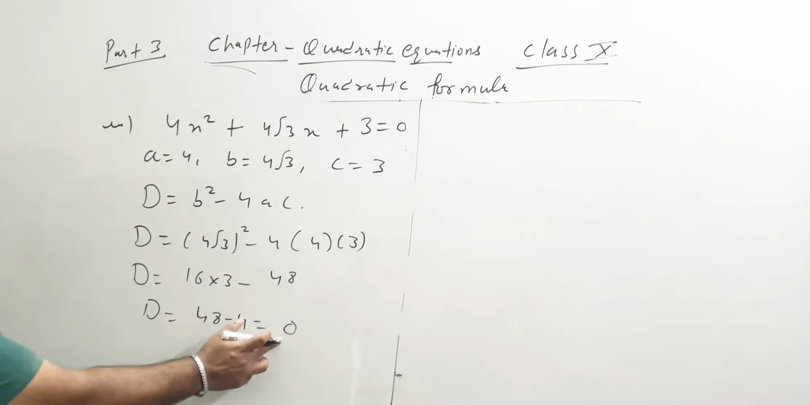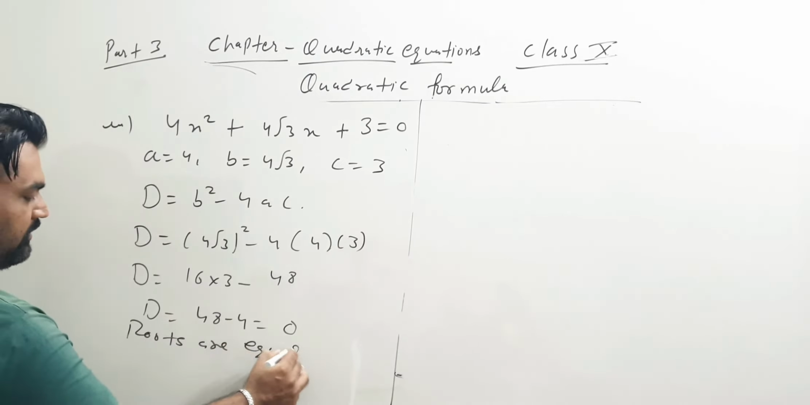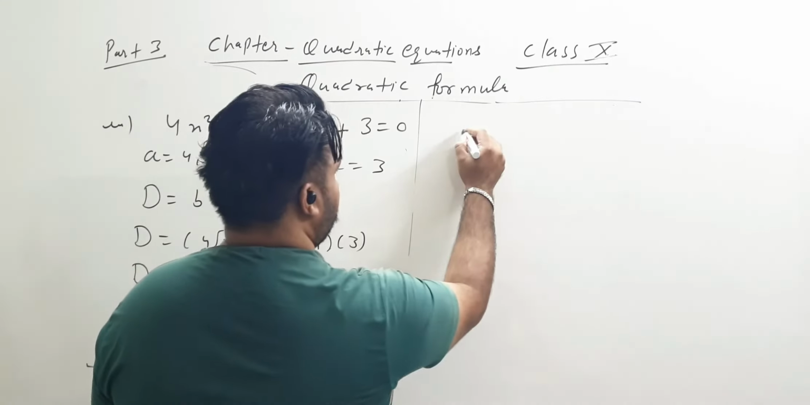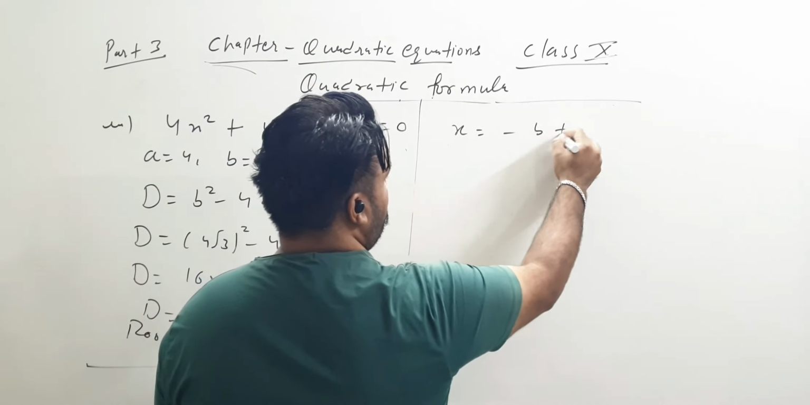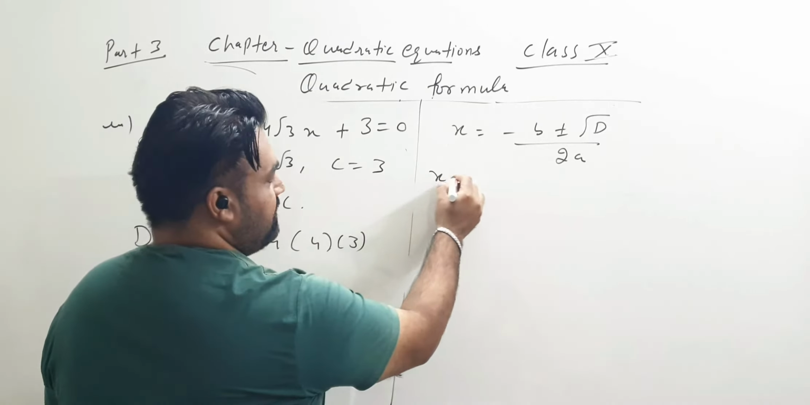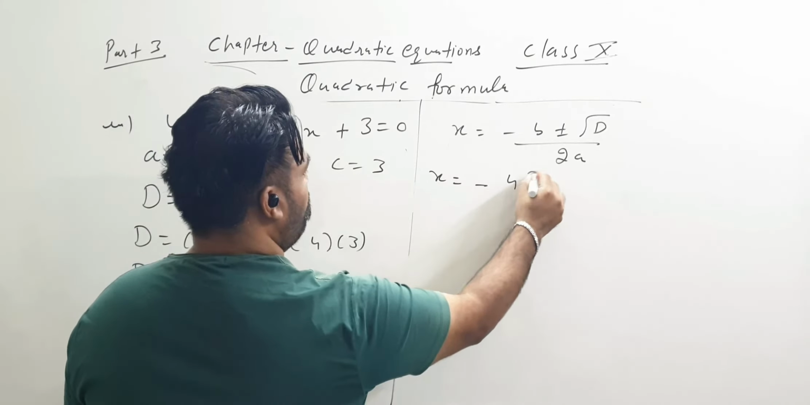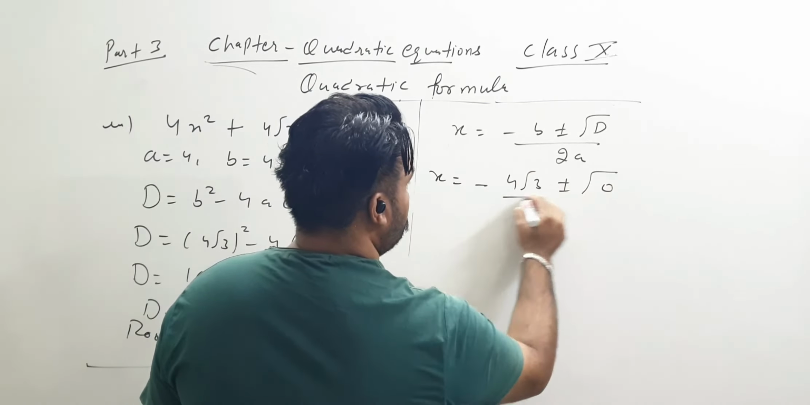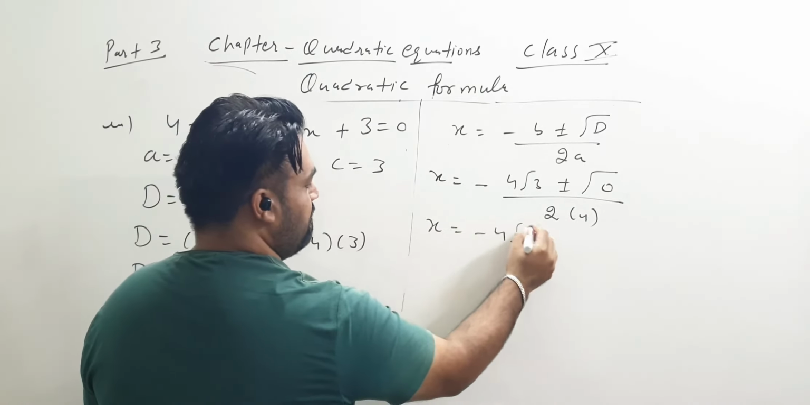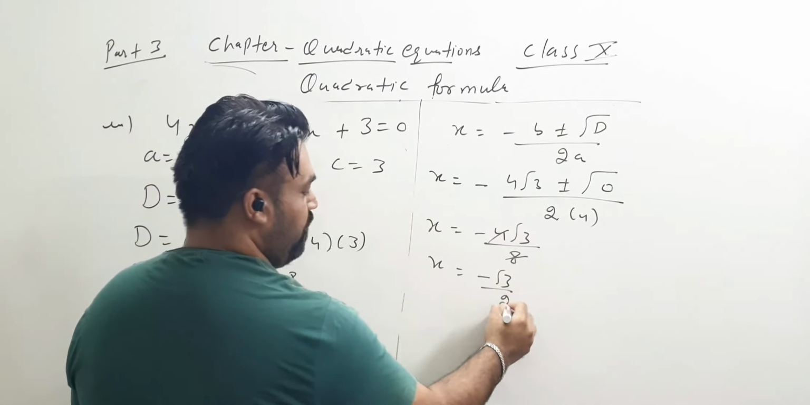Now if d equals to 0, roots are equal. Now again, the quadratic formula, that is x equals to minus b plus minus root d upon 2a. Now x equals to minus, what is the value of b? The value of b is 4 root 3. The value of d is 0. 2, the value of a is 4. Now x equals to minus 4 root 3 upon 8. Cancel out, x equals to minus root 3 upon 2.